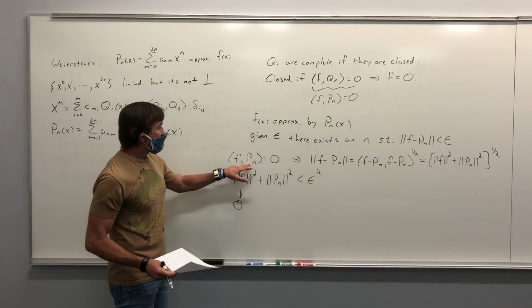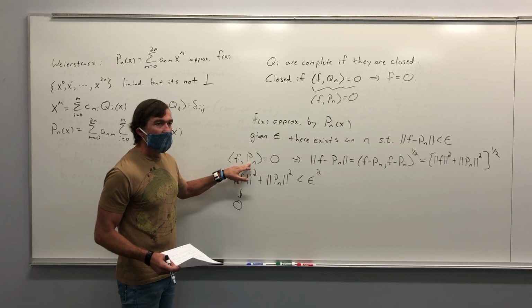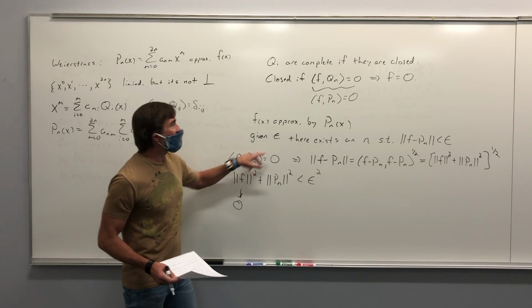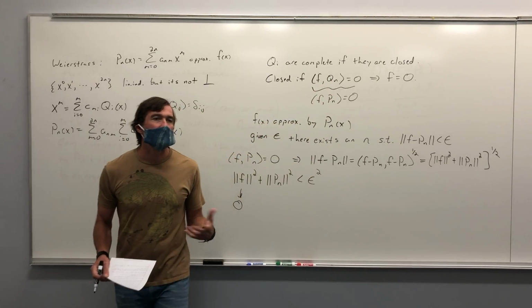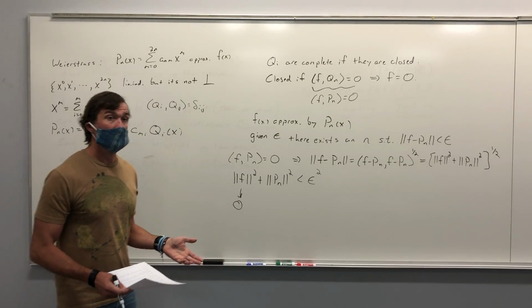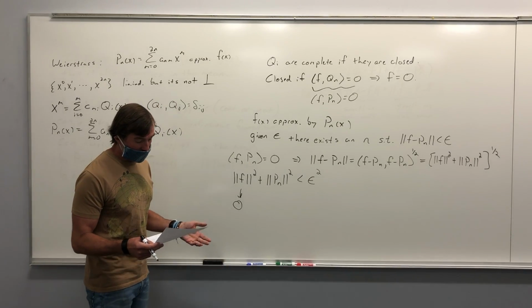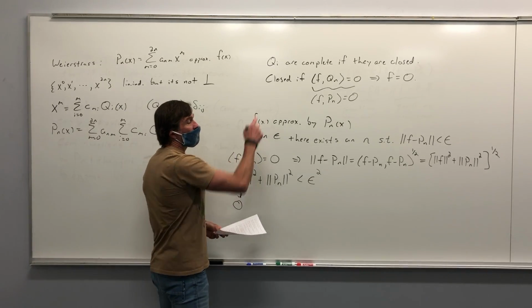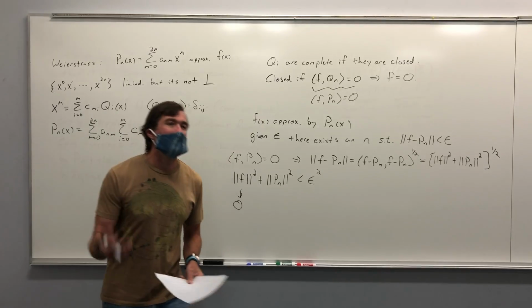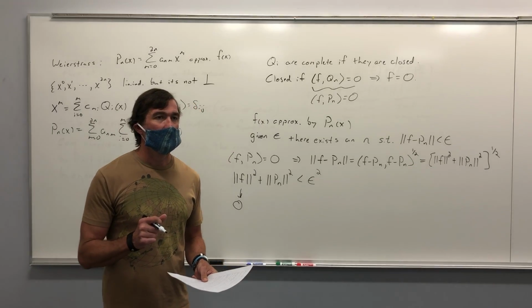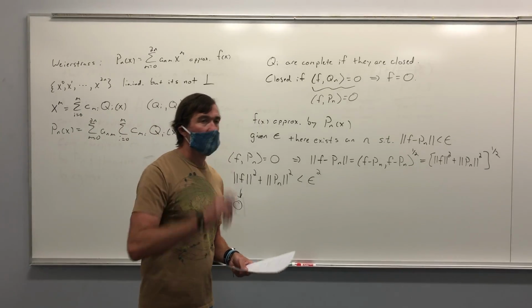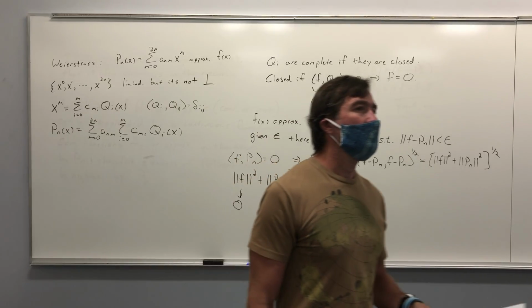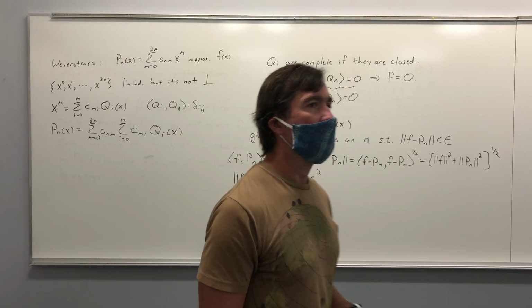So therefore, the set Pn is closed. But if the set Pn is closed, that automatically implies that the set Qn is closed. Okay? Therefore, Qn constitutes an orthonormal basis in Hilbert space.